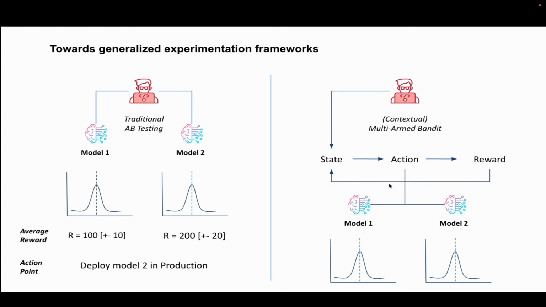So the way that the system is going to work is, again, we're going to have the state, the action, and the reward. And then progressively, what the multi-arm bandit is going to do is start rolling out the model that little by little starts displaying the highest reward. Let's say start conclusively show that they generate higher reward.